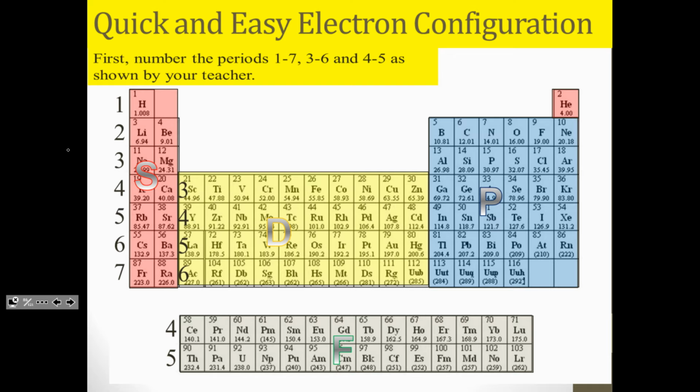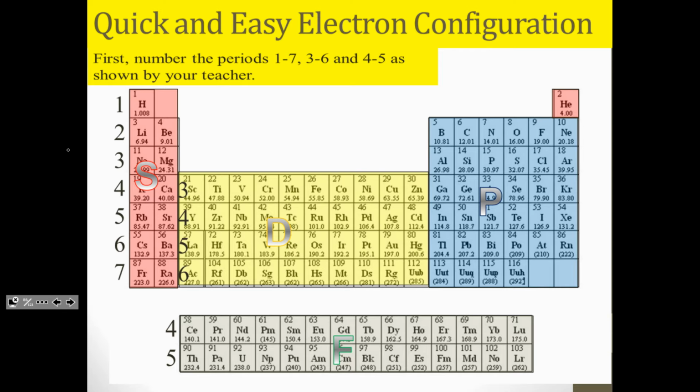Okay, and we're going to go ahead and talk about how we write electron configurations. In the previous video, we learned how to write orbital diagrams, which are basically electron configurations, but they're more expanded. This one is going to be a little bit shorter, and eventually we have another shortcut that we will teach you towards the end of this.